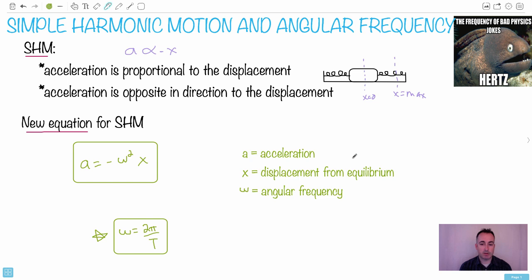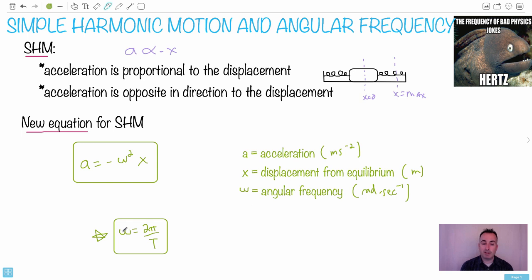So let's maybe put in the units here. Acceleration, you know what that's in? It's in meters per second squared. Displacement from equilibrium, that's a distance, so that's in meters. And angular frequency, you have to remember how that works. We have some videos of it in topic 6, actually, showing you that. But it's basically in radians per second.